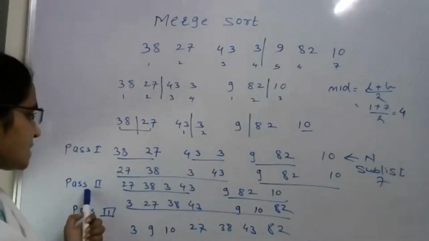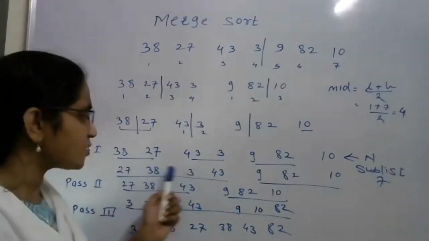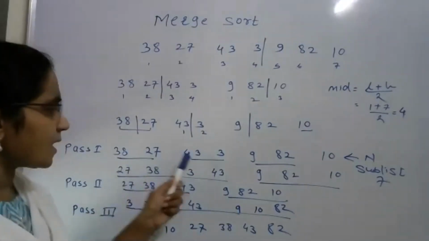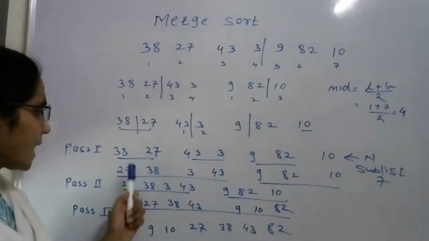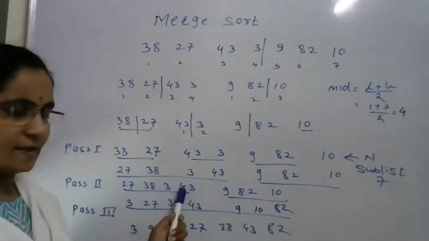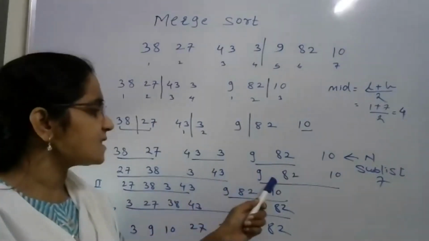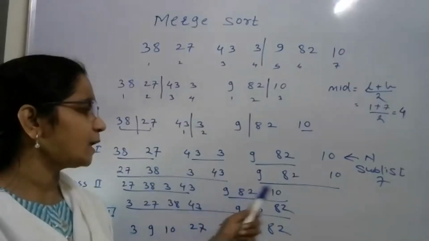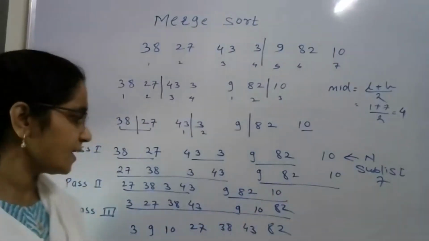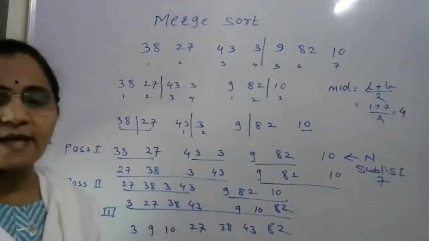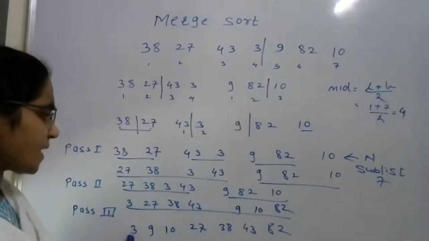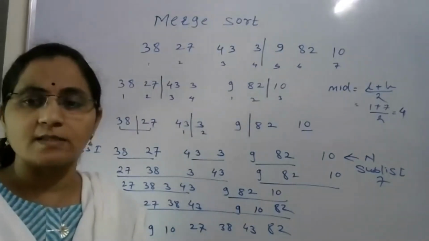Then in the second pass, you combine the pairs of pairs to make a quadruplet. So this is the first pair, this is the second pair. So here I combine to get the 4 elements. And in the last, we again have two pairs, the first is 9, 82 and the second is 10. You just combine them and arrange the elements accordingly in ascending order. And finally, at the end of pass 3, you will get the whole list as a sorted list.